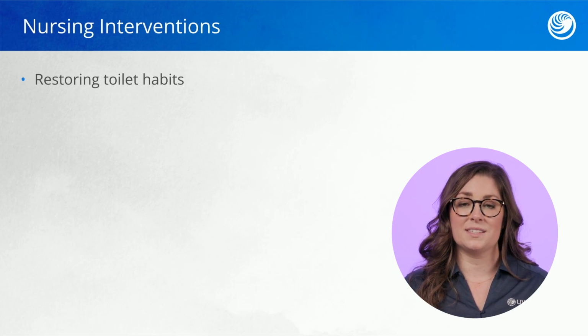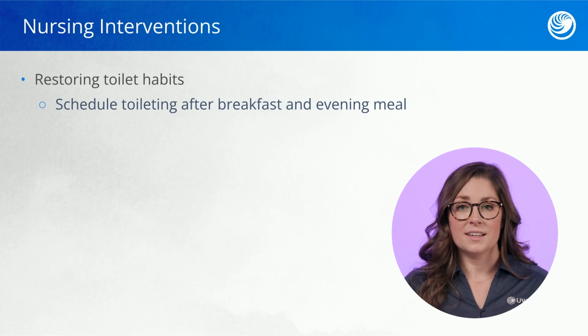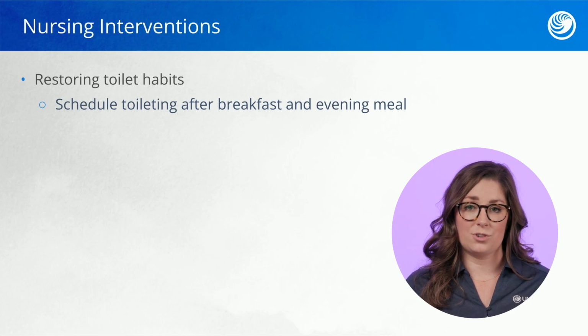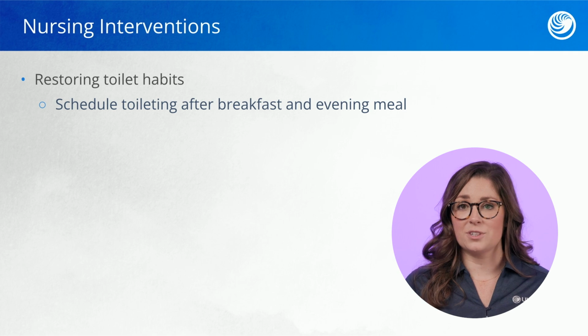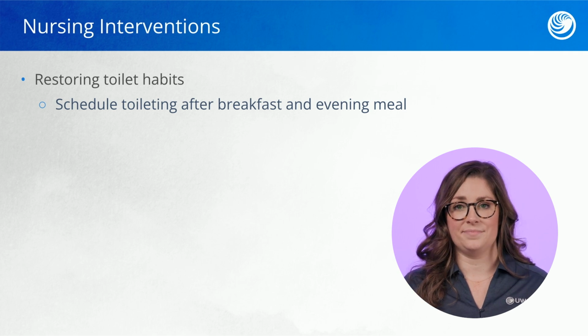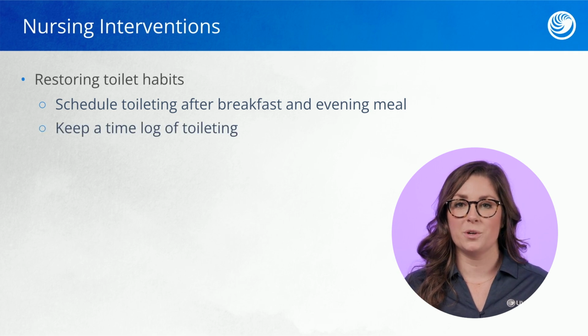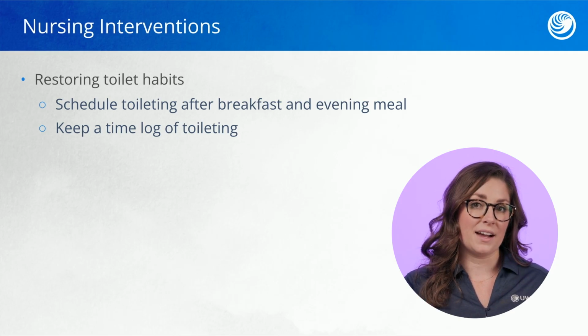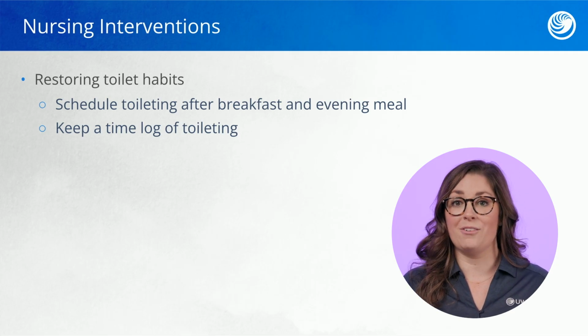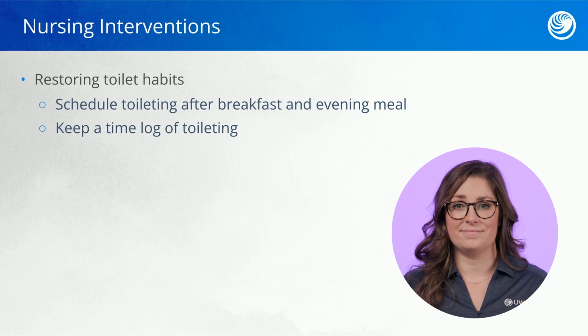We can do that by scheduling toileting throughout the day. Typically every 2 hours, we can try to have the child go to the restroom or even schedule a toileting after each meal and before bedtime. Keeping a time log of toileting can also be helpful for you to keep track of when a bowel movement was actually passed, or even to get feedback on how often to schedule these toileting.